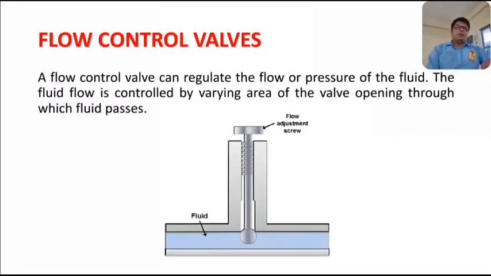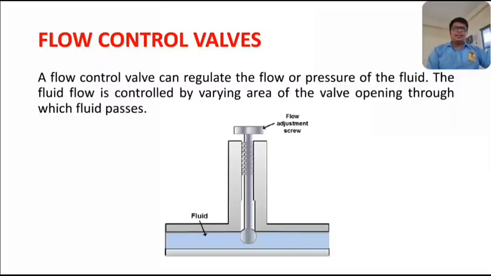The flow control valve can regulate the flow or the pressure of the fluid, and the fluid flow is controlled by varying the area of the valve opening through which the fluid passes. You can see the schematic diagram of a very commonly used flow control valve. The fluid flow can be decreased by reducing the area of the valve opening, and it can be increased by increasing the area of the valve opening.